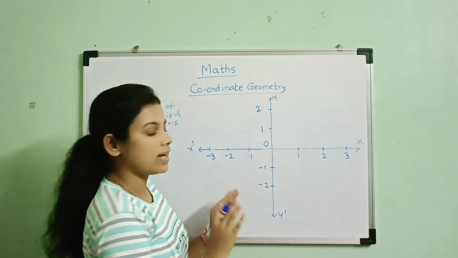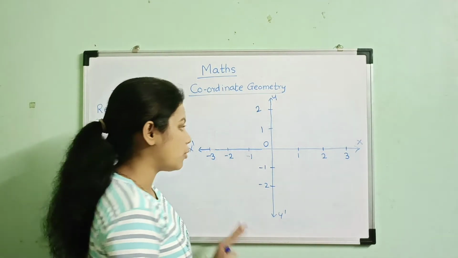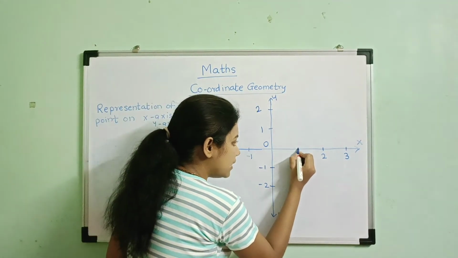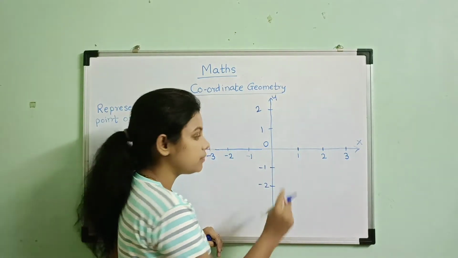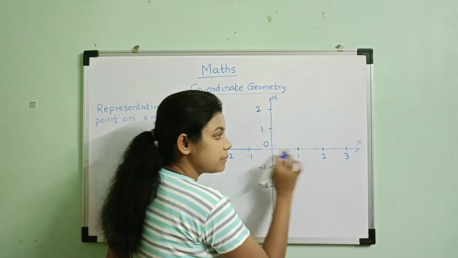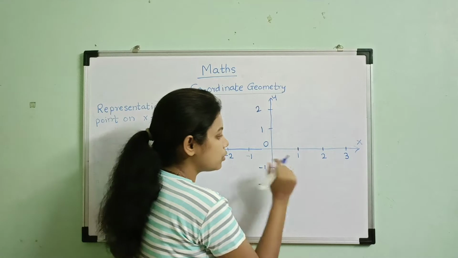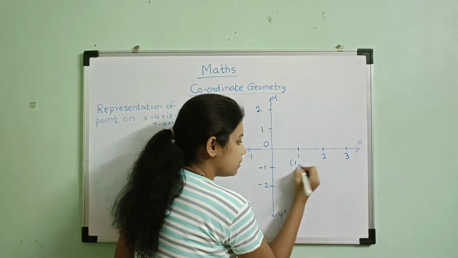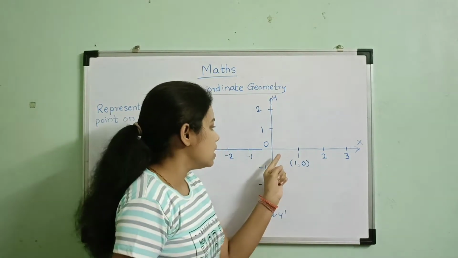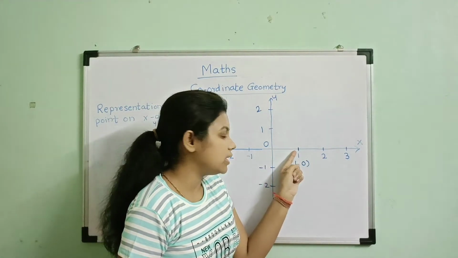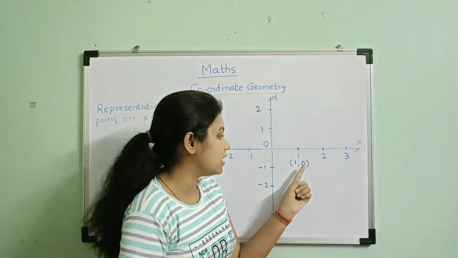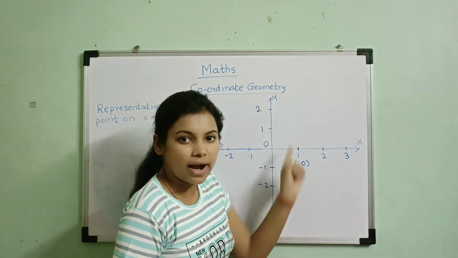Now we are going to find out the format for representation of a point. Suppose we want to find the coordinates of this point, means the coordinate of 1, which is simply on the x-axis. How to represent that point? Simply it will be 1, 0, because we are moving 1 unit in the positive x direction and there is no movement in any y direction.